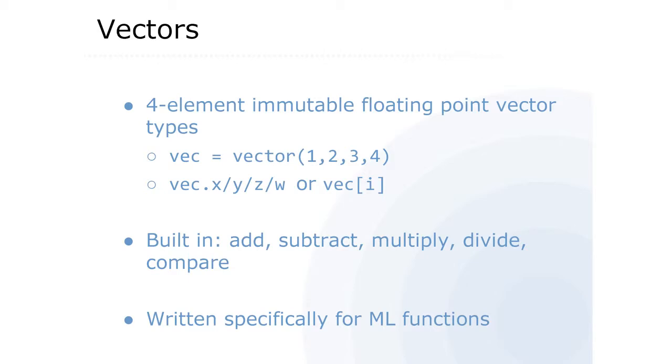Vectors were implemented before I started working on this code, which was actually a big part of why we decided to use this project as opposed to either starting from scratch or starting from a different project. The four-element immutable floating point vector types are super common in machine learning algorithms, and we figured that our users would almost definitely want them. These are built on the LLVM vector type.